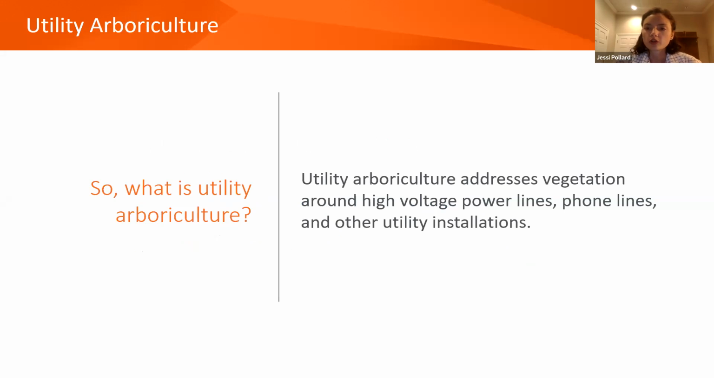So if we know what arboriculture is, what is utility arboriculture? We'll define that as arboriculture that addresses vegetation around high voltage power lines, phone lines, and other utility installations. Today I'm going to be talking specifically about utility arboriculture as it pertains to high voltage power lines, but really this pertains to AT&T, phone, internet lines, whatever it is, in the region that you live in. All of that is considered utility vegetation management or utility arboriculture.